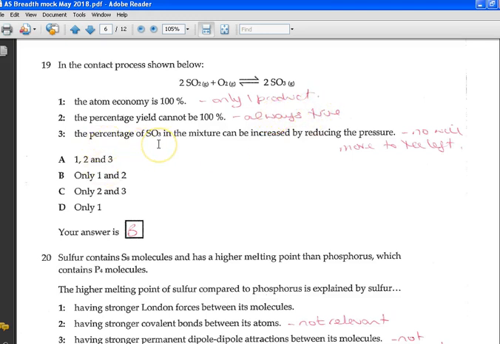The percentage of SO3 in the mixture can be increased by reducing the pressure. Would that happen? There are fewer moles on this side. So if we decrease the pressure, we will push the equilibrium to the side with more moles. Okay, so no, that is not true. So the answer is B.